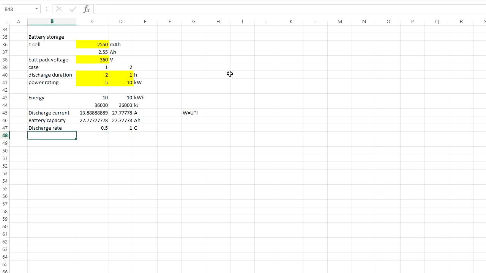And the last thing, number of battery cells. We have the battery capacity divided by the capacity of a single cell, where for the single cell we need to convert the milliampere hours to ampere hours.